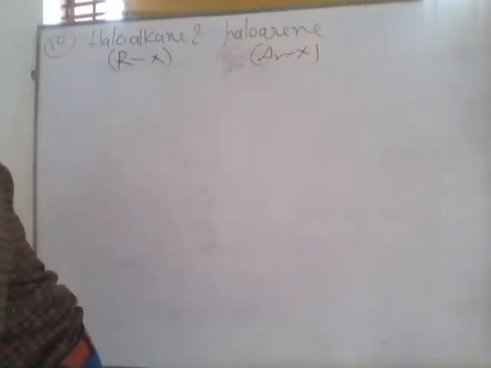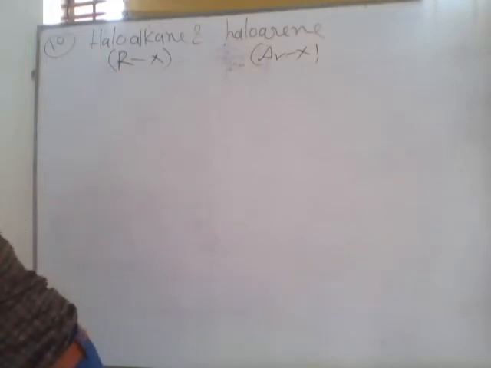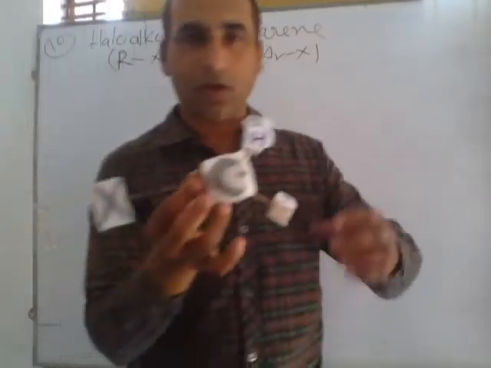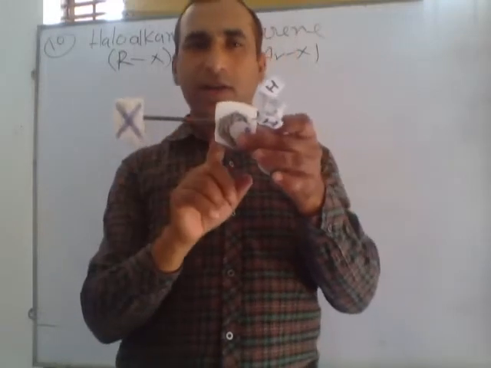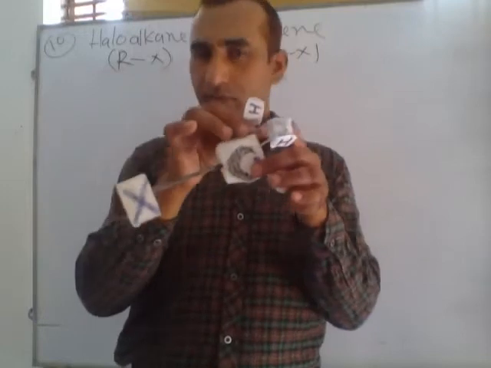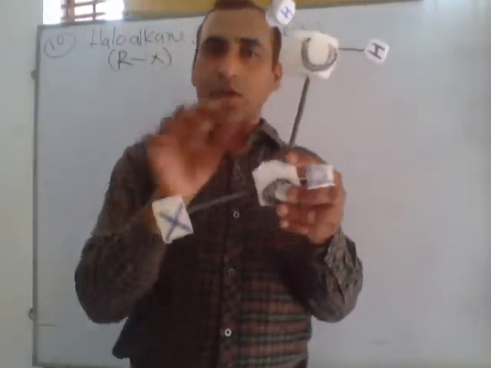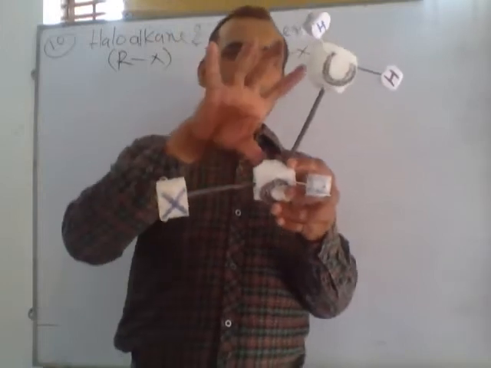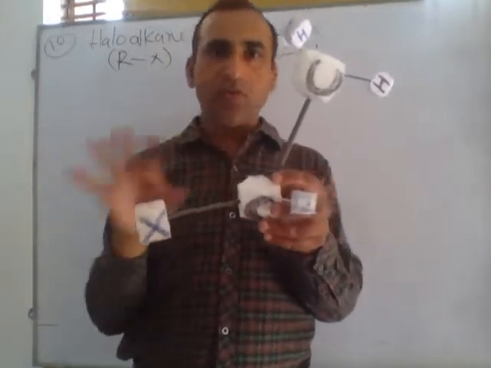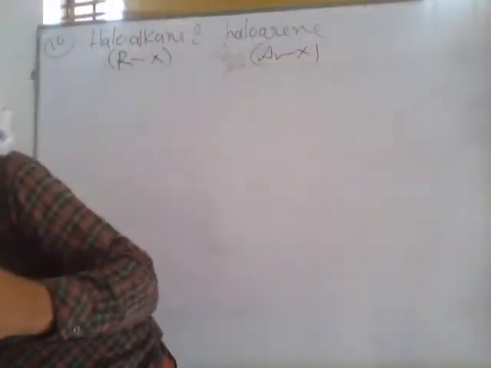Look here. This is haloalkane, chloromethane, otherwise methyl chloride. This new compound is called chloroethane, otherwise ethyl chloride. These two are primary, methyl and ethyl. This is called new compound.